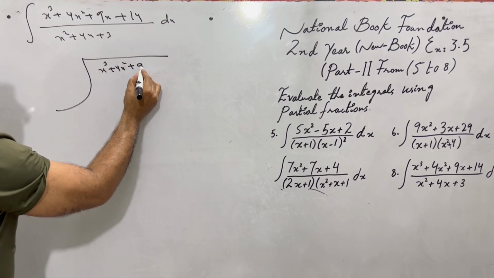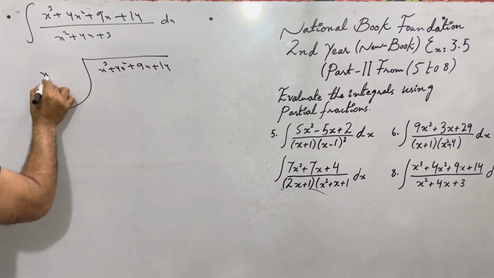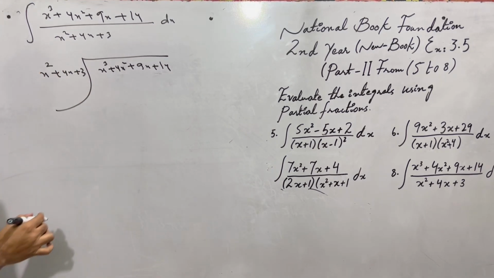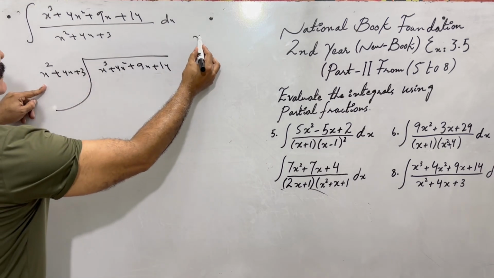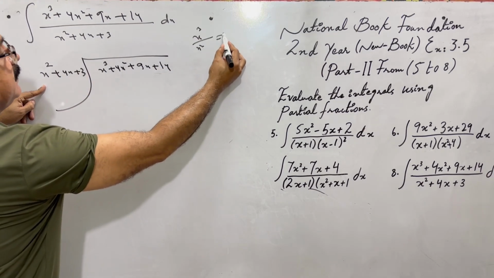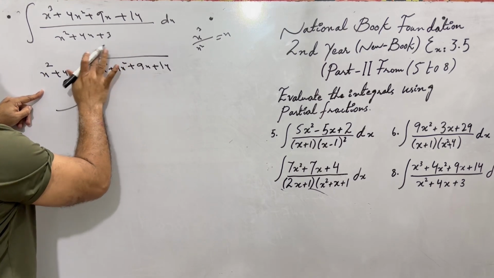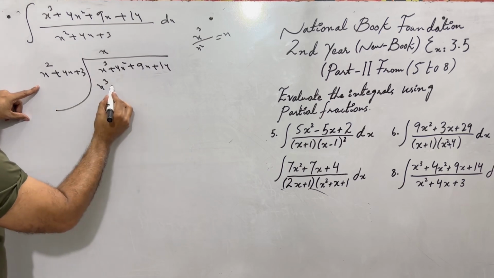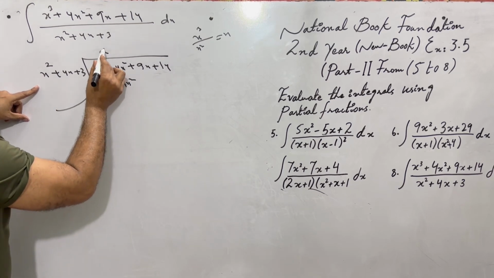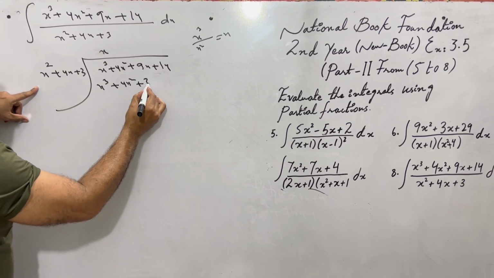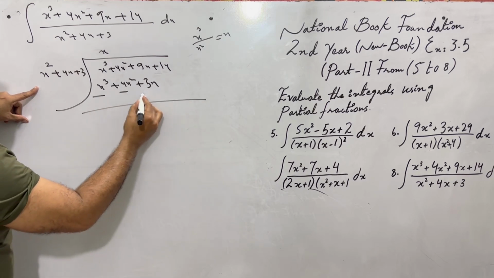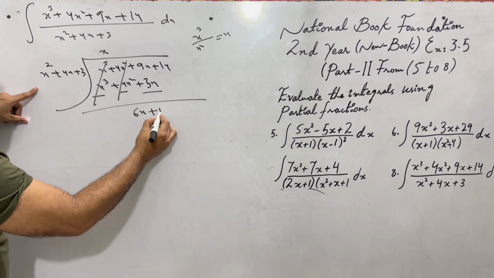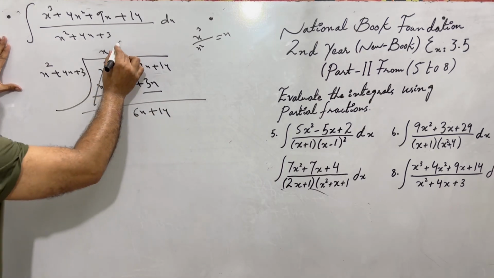x cube plus 9x plus 14 divided by x square plus 4x plus 3. Divide first with first one. x cube divided by x square, we have x right here. x times x square becomes x cube. x times 4x becomes 4x square. 3 times x becomes 3x. Subtract. Cancelled out. 9x minus 3x, we have 6x plus 14. It is our quotient.